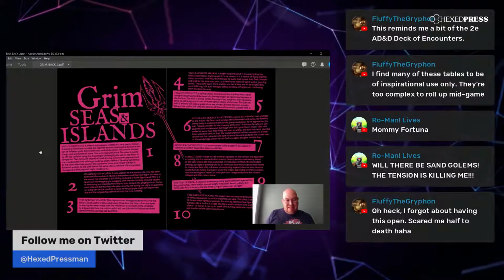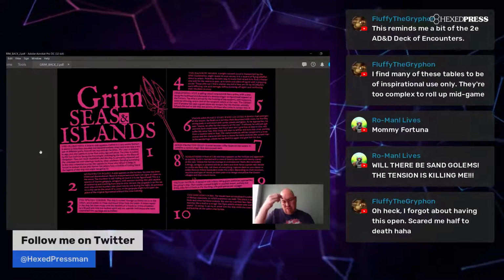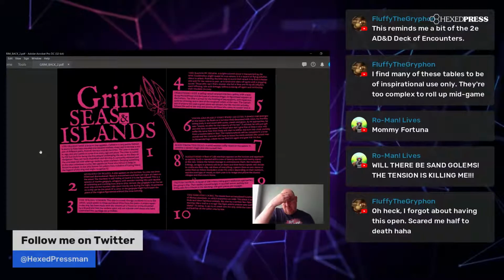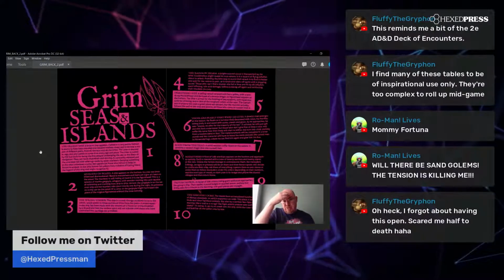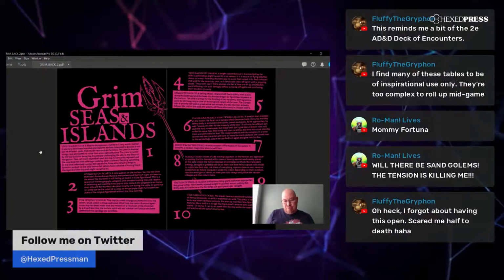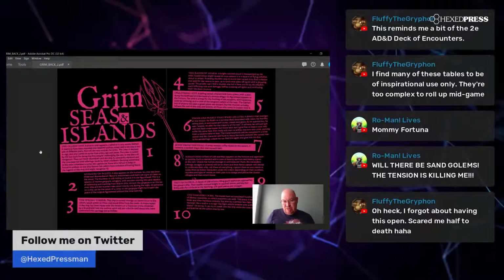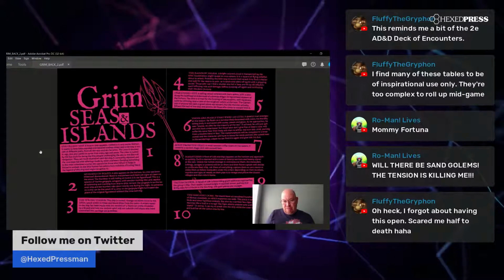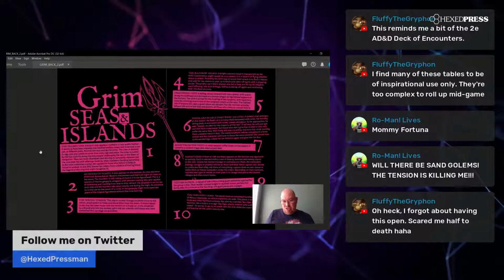You get to seas and islands. Let's see. Number 9, Triton Patrol. A squad of 5d6 Tritons riding giant seahorses approaches the group's ship. Their leader, a proud knight in seashell armor, politely but firmly asks for a tribute to the Sea King, 100 gold pieces per voyager.